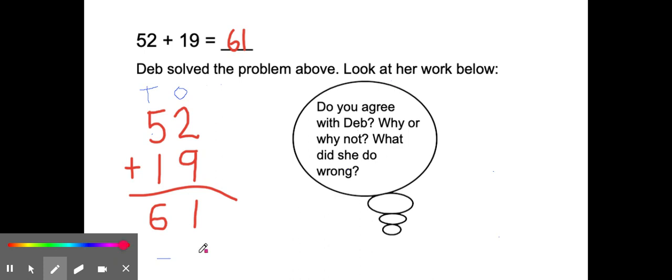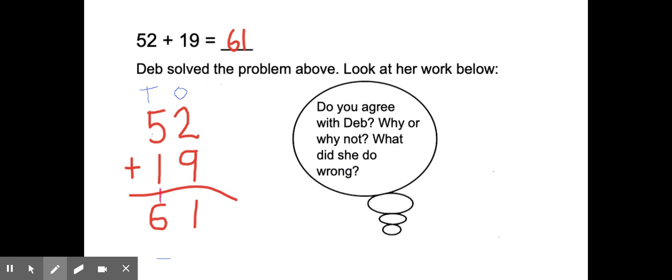11 ones is 1 ten and 1 one. She should have made a new group below. With this 1 ten, now you can see the number 11. 1 ten and 1 one makes 11. So she forgot to make a new 10. Give yourself a pat on the back if you figured that out.